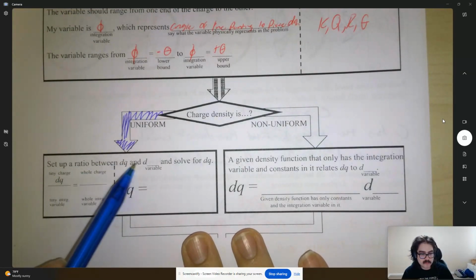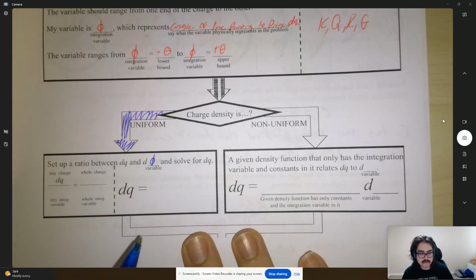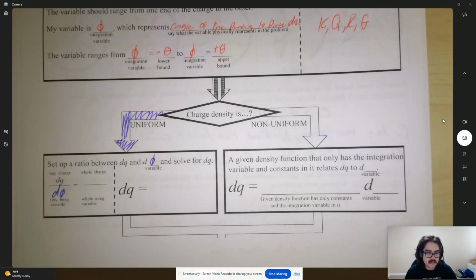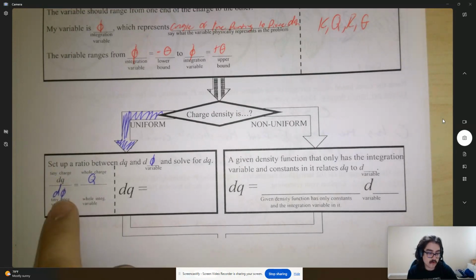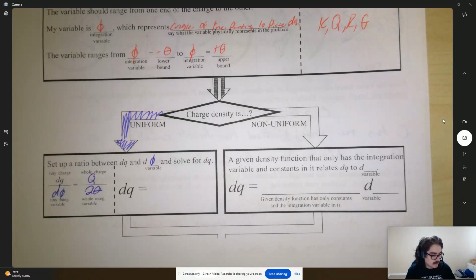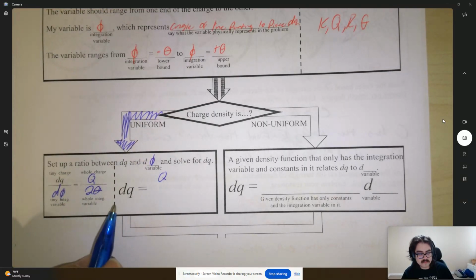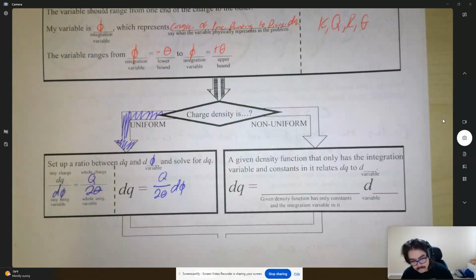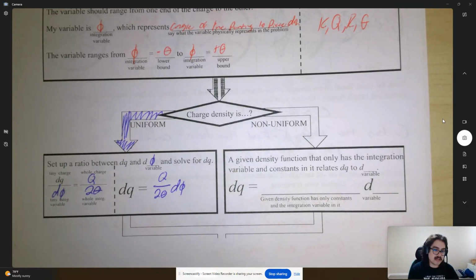So I'm going to set up a ratio between dq and my variable, which is phi again, and solve for dq. My tiny integration variable is d phi. Tiny charge is dq. The whole charge is just capital Q. The whole integration variable, the whole angle that I'm integrating through, is just 2 theta. So this becomes Q. If I solve for dq, I just multiply d phi on both sides. So this becomes Q over 2 theta times d phi. So now I can replace dq with this expression right here in my actual integral.